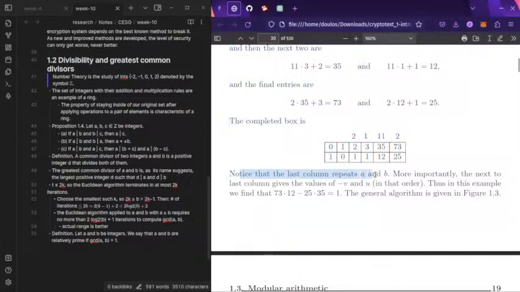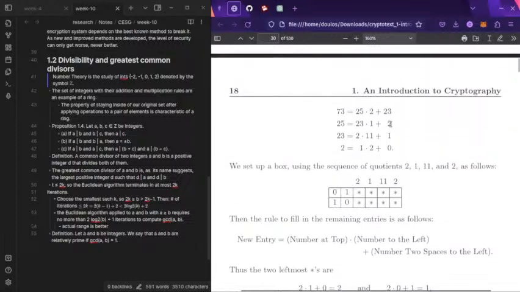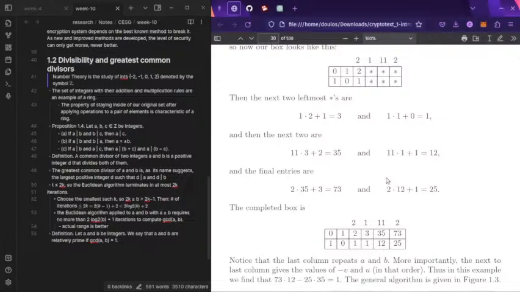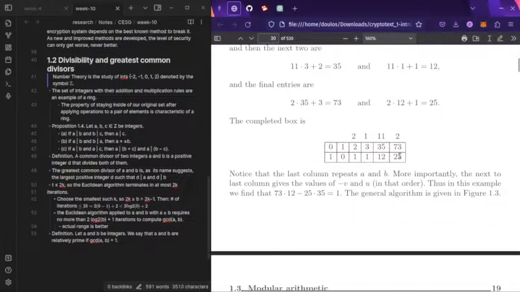And the last column represents A and B. This is what we started with, 73 and 25. And then here are the quotients. And then if you look here, 23, 2, 1, and 0. I guess we don't get the remainders. One thing that's left out. The value next to the last column gives the value of negative v and u in that order.